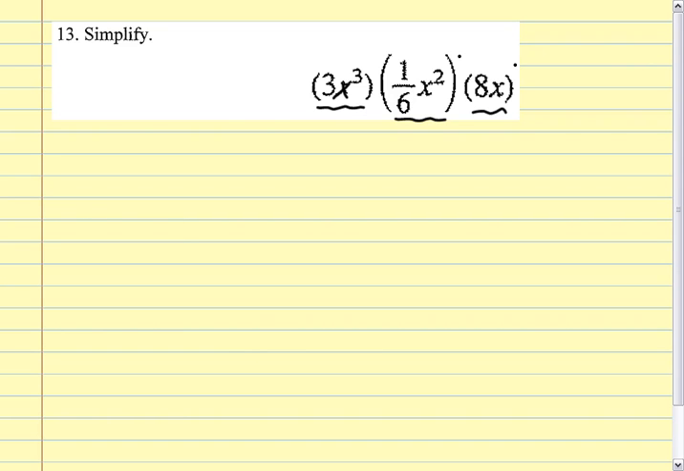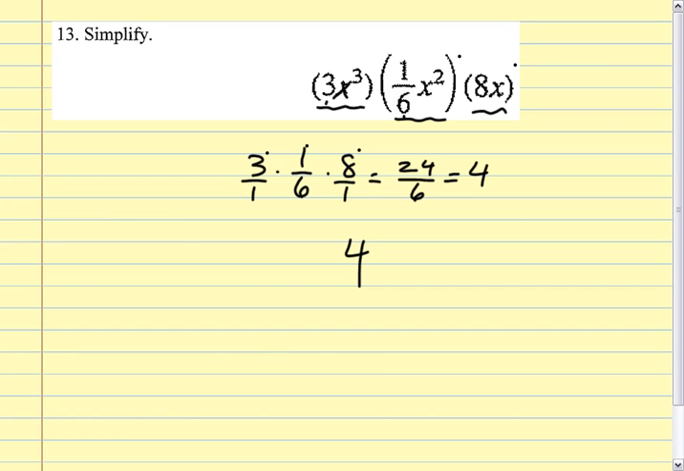All right? Now, whenever I'm multiplying these, I'm just going to multiply the numbers first. So 3 times 1/6, well, that's 3/6, that's 1/2, times 8 is 4. I could do it like this just to show you. 3 times 1/6 times 8, okay? That's over 1 over 1, and that's going to give us 3 times 1 is 3 times 8 equals 24. 1 times 6 is 6 times 1 is 6, and that all just reduces to 4. So the number that I'm going to get is 4.